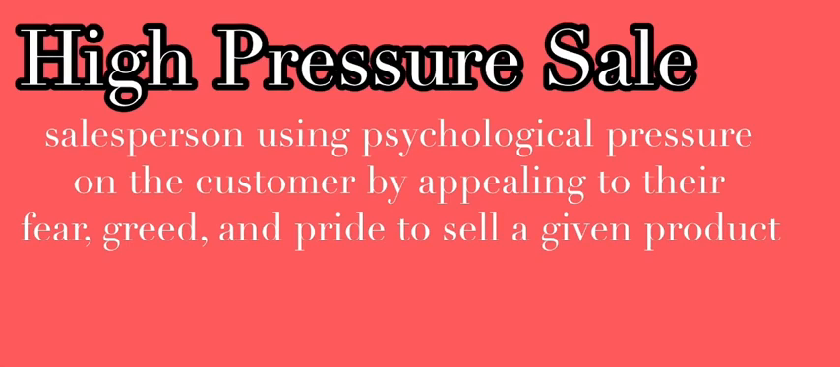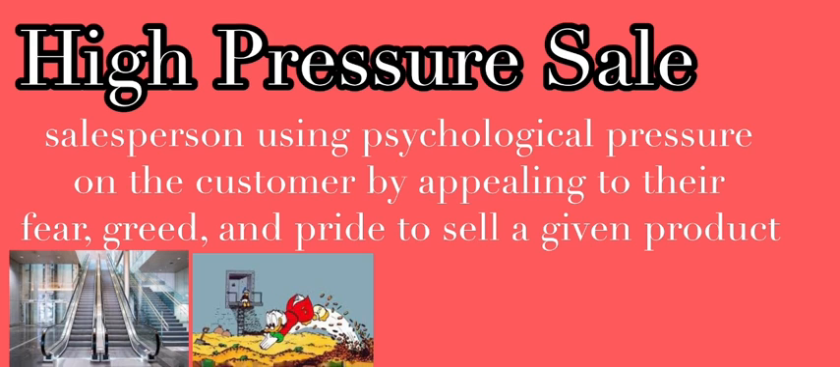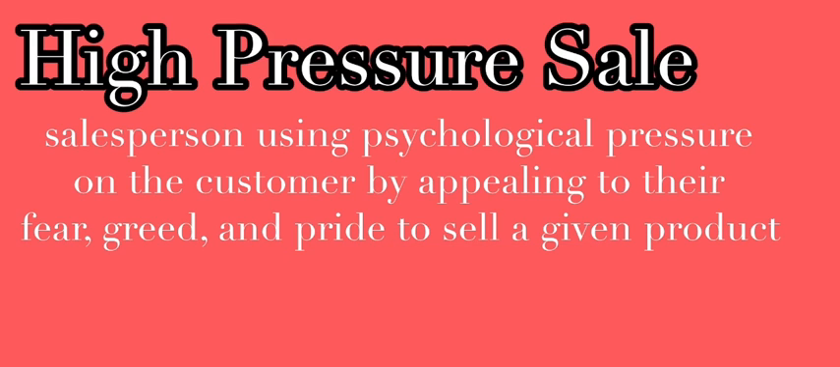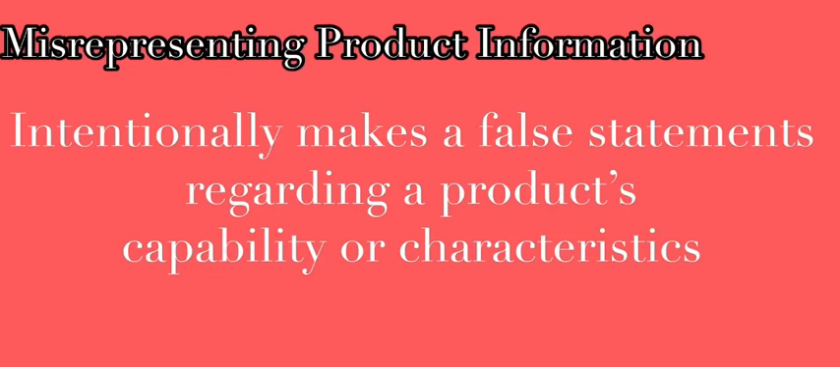Of course, there are ethical issues involved with personal selling, one of which is high-pressure sale. A salesperson using psychological pressure on the customer to buy, appealing to their fear, greed, and pride to sell a given product or service. Another ethical issue is misrepresenting product information. A manufacturer, seller, or dealer of a product intentionally makes false or untrue statements regarding a product's capabilities or characteristics.